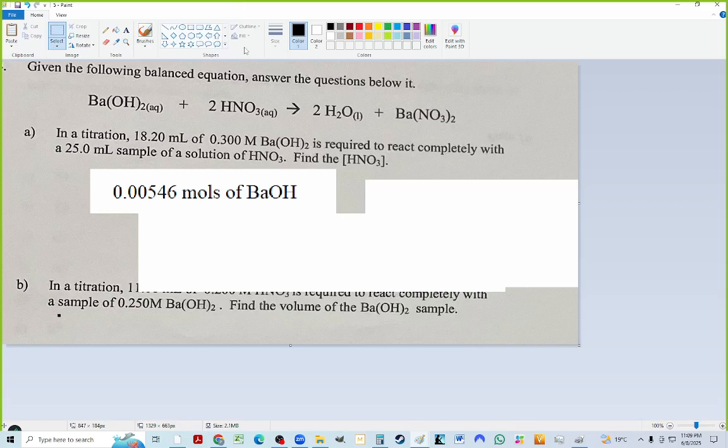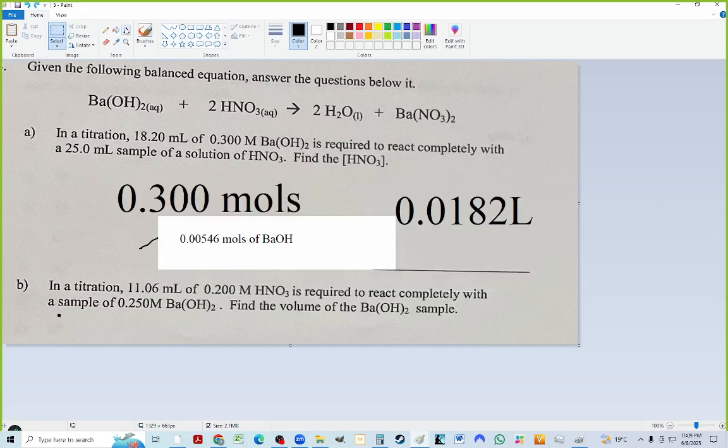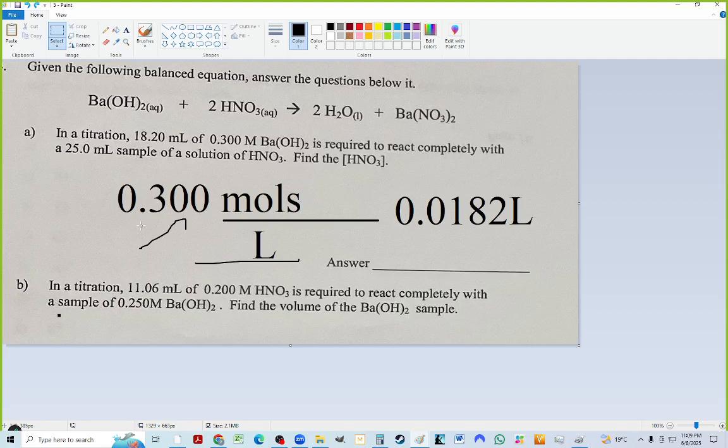Wait, I can't see. I was about to write it down and now it's gone. What happened to it? It's not there? Oh, I see. Sorry. There we go. Let me just make sure I don't lose that. There we go. Concentration times liters will always give you moles.